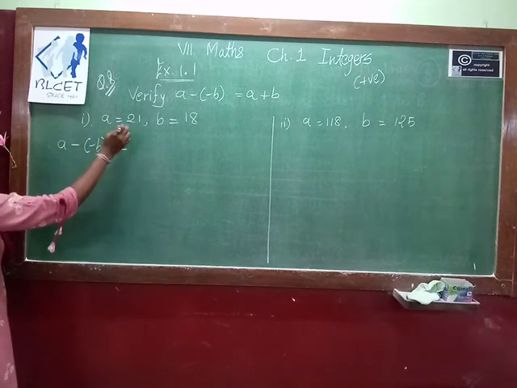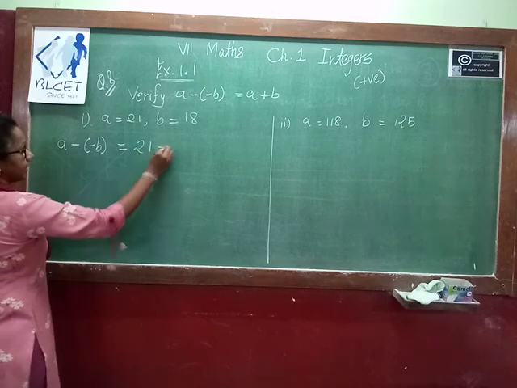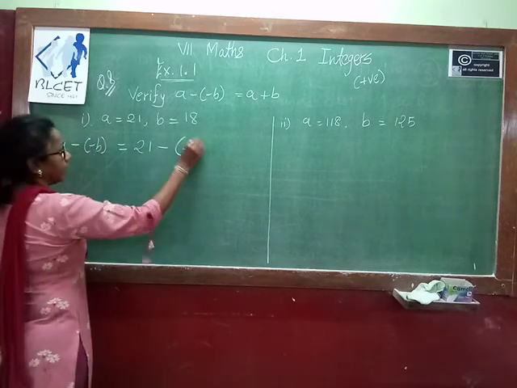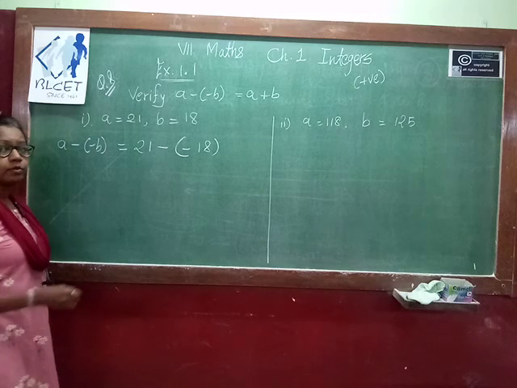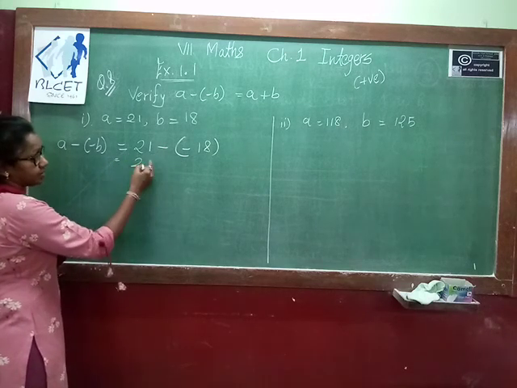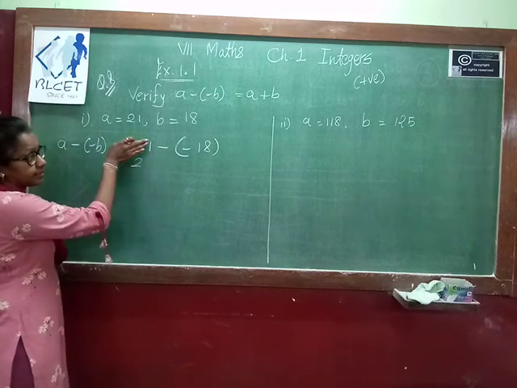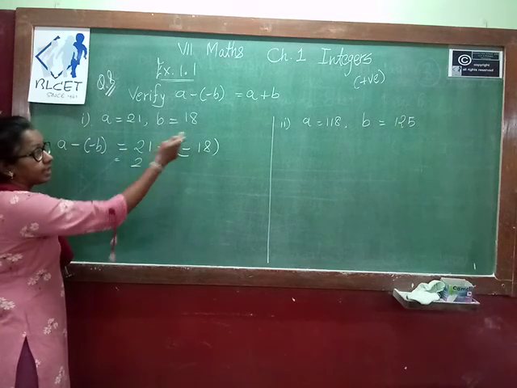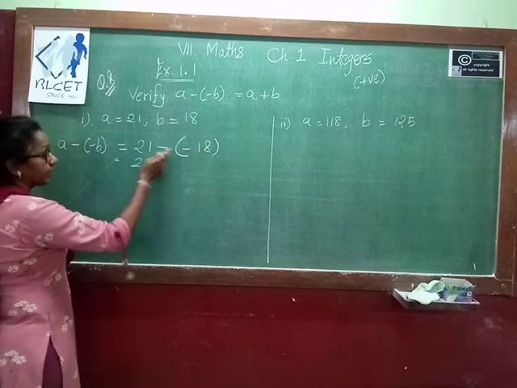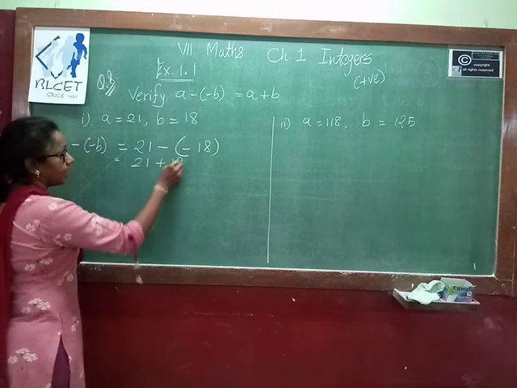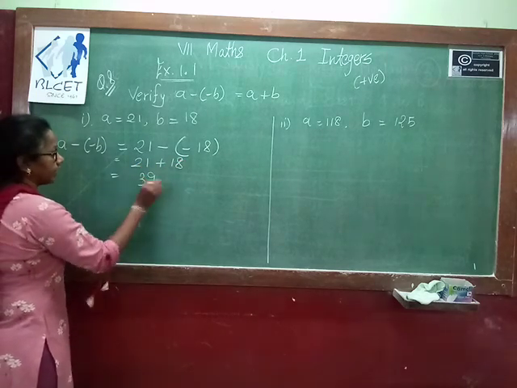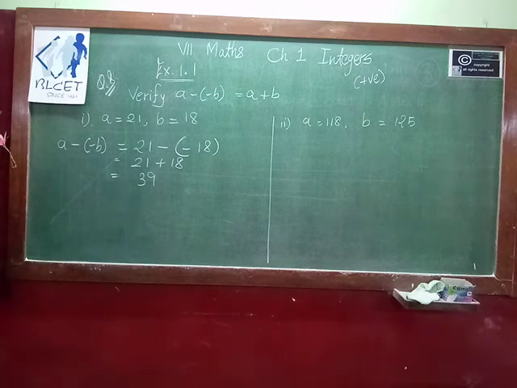A you have to keep the value 21 minus this one minus 18. Now you have to solve this. This minus becomes plus, because in this number you are subtracting a negative sign, means you are adding something. So 21 plus 18. So what is the answer? 8 plus 1 is 9, 2 plus 1 is 3, 39. So our LHS is equal to 39.